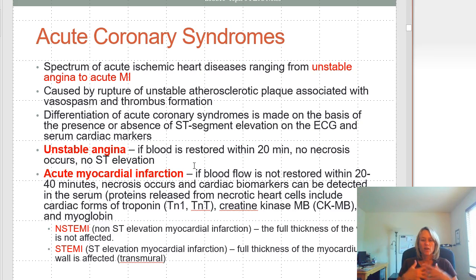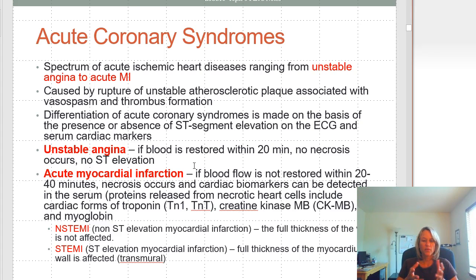Acute myocardial infarction, on the other hand, occurs if blood flow is not restored in about 20 to 40 minutes. In this case, necrosis of the cardiac muscle cells occurs, and when you remember with necrosis, the cell contents are released into the extracellular space. So we would have the release of various enzymes, such as cardiac troponin, creatine kinase, and myoglobin, and these can be detected in the patient's blood, and that will confirm the diagnosis of myocardial infarction or heart attack.